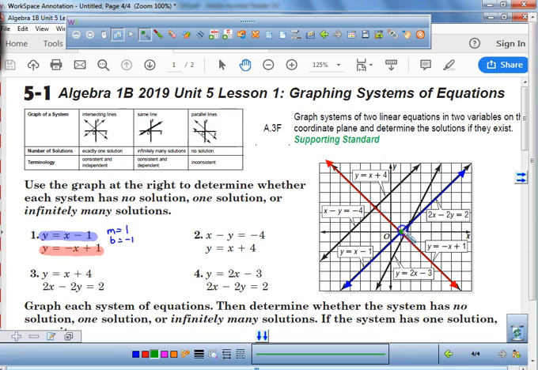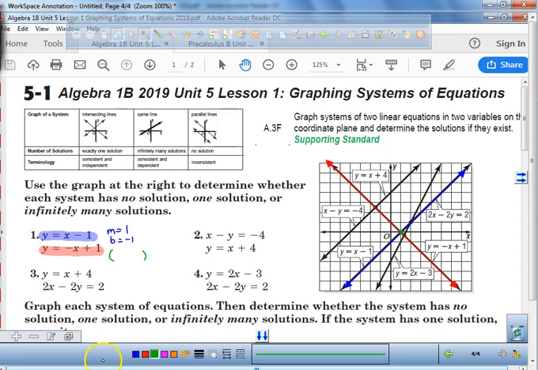Does anybody know this ordered pair? From the origin, where do they cross? Right there. You're right. 1, 0. So how many solutions does this have? This has 1. So that's your answer for number 1. It has 1 solution. Okay?